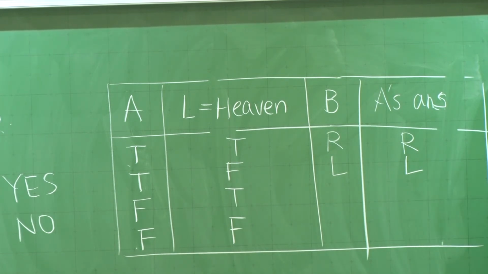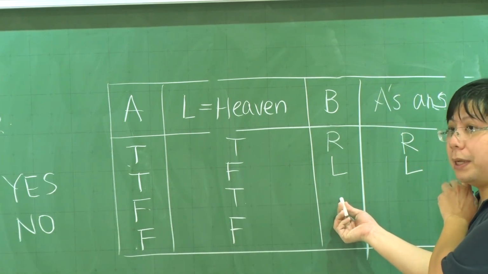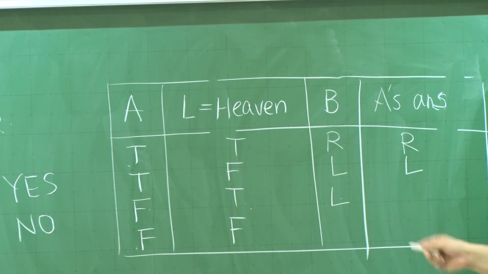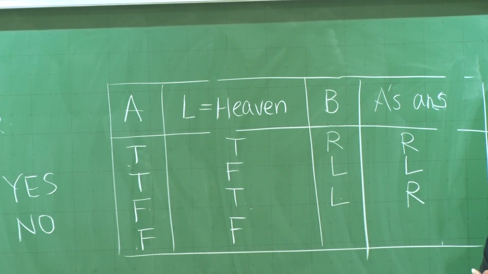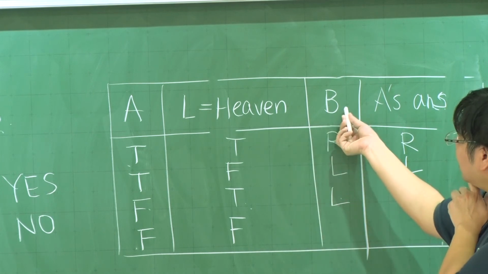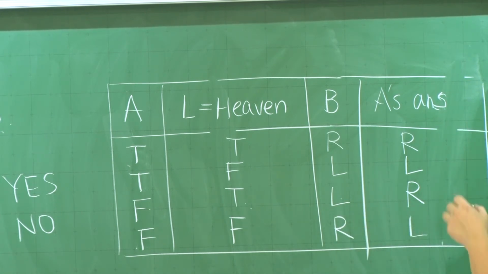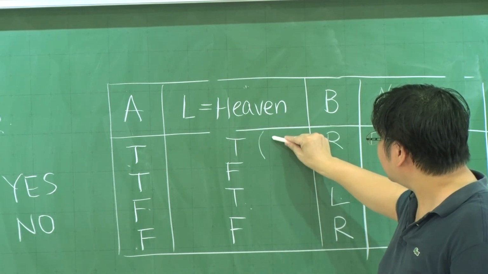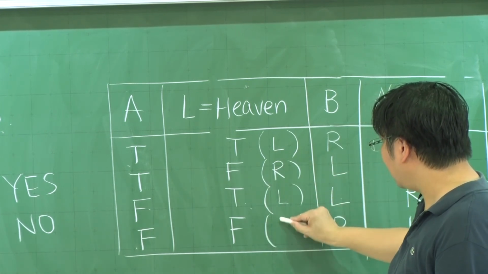And if A is a false type and L is heaven, then B is a true type, so B will answer left. Very good. But A is a false type, he knows B is answering left, so he will answer right. And the last one: A is false type, so B is true type. Left is not heaven, so the right side is heaven. So where is the heaven? It depends on the answer. In this case the heaven is on the left side, and in this case the heaven is on the right side.